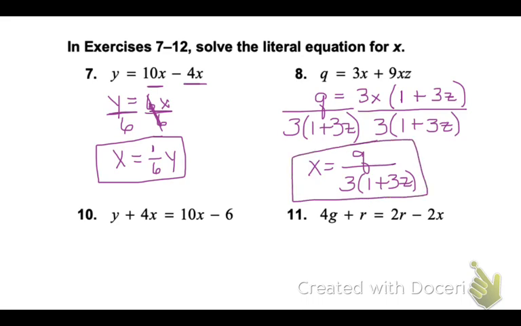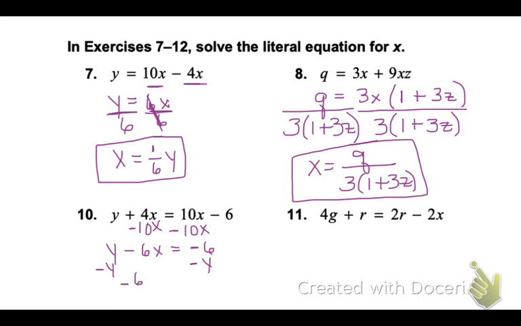Okay. In number 10, now we're going to have variables on both sides. I like to move the variables to the left. You kind of already know that. So I'm going to subtract the 10x from both sides. I'll have y minus 6x is equal to the negative 6. I'll subtract y on both sides.